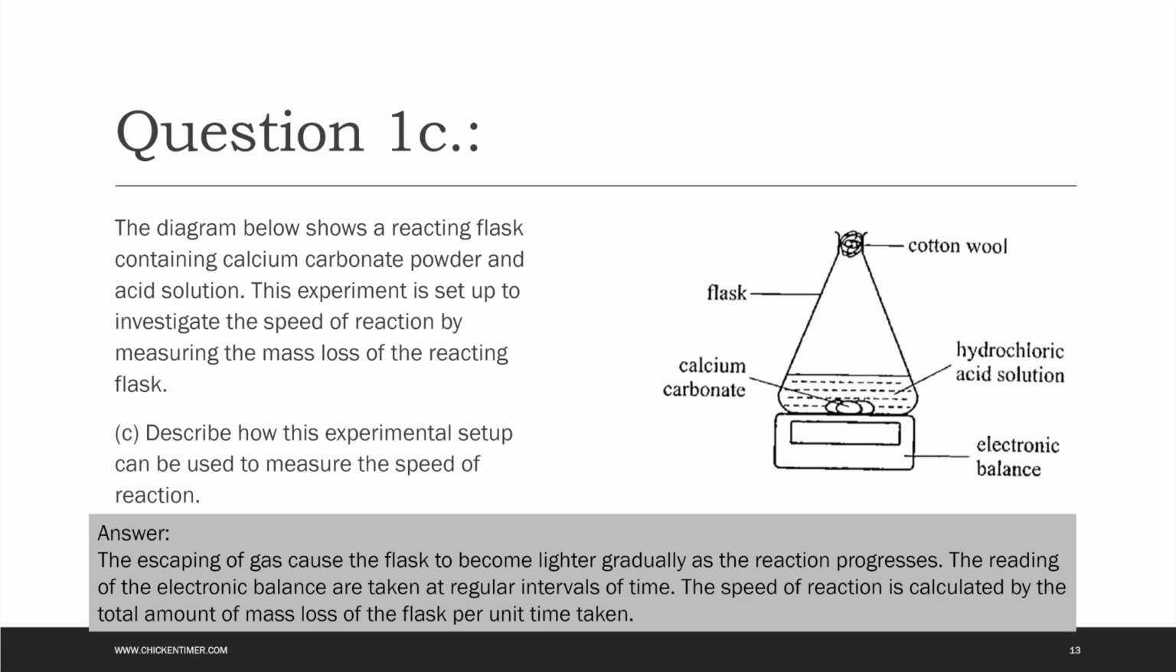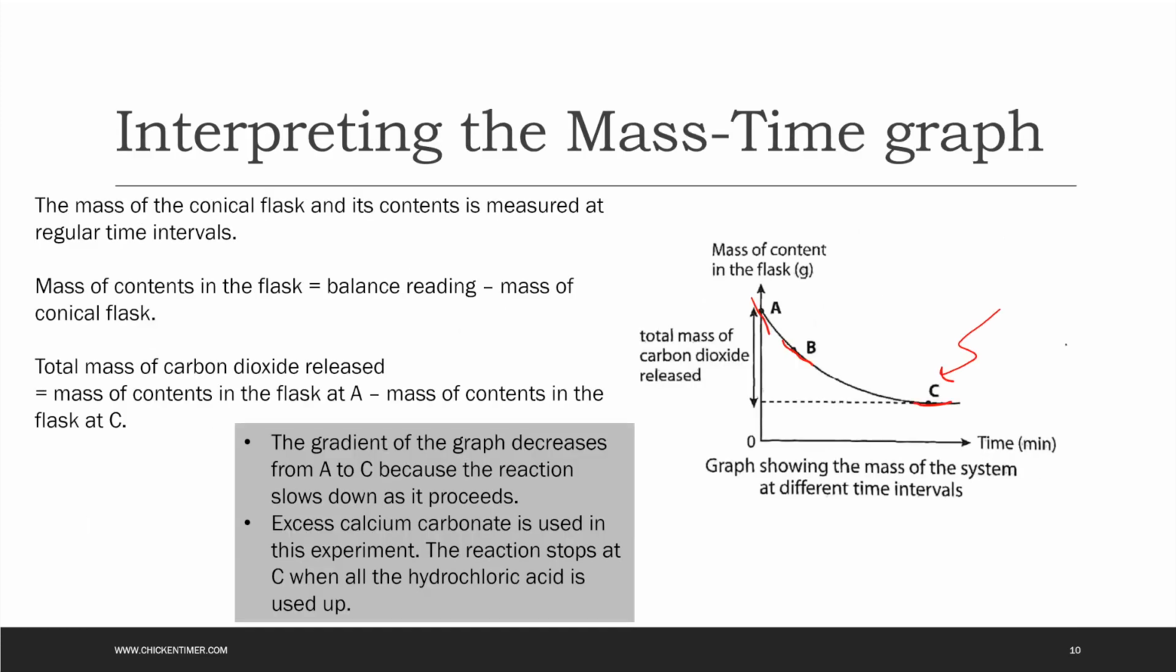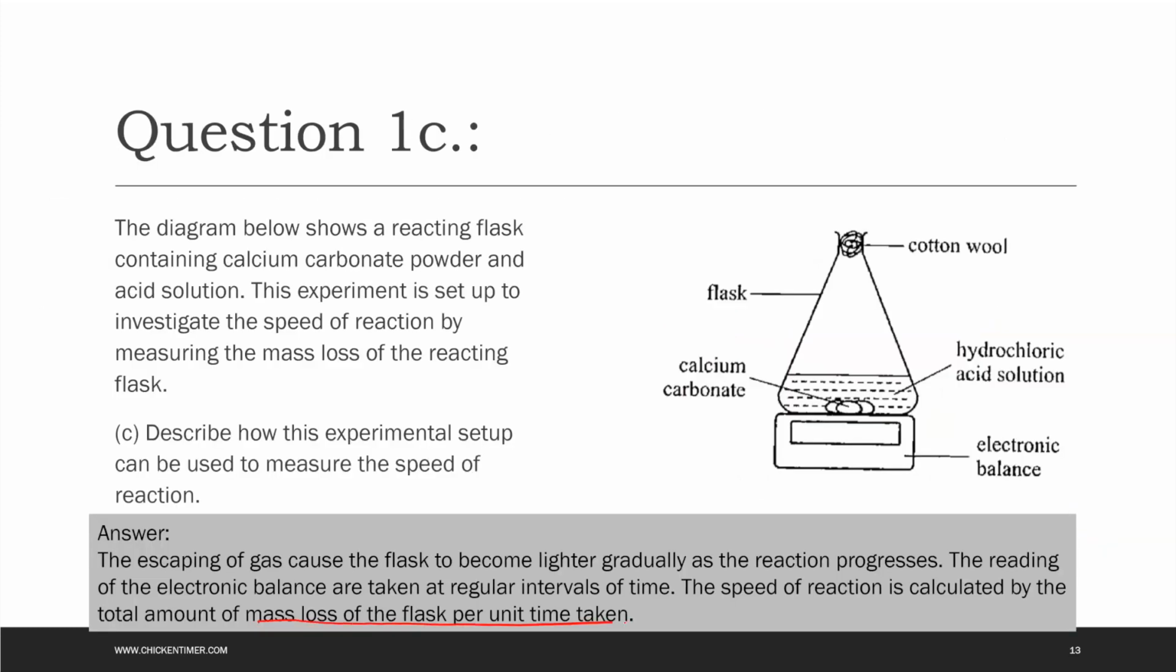This speed of reaction is calculated by the total mass loss. That means your mass loss is here, this mass, then the time interval is here. When you have the actual graph, you find this mass and you find the time taken, then you just use the mass against time. So that's what the answer means: mass loss of the flask per unit time taken. I'm explaining that phrase, mass loss per unit time: you end up with mass loss divided by time.